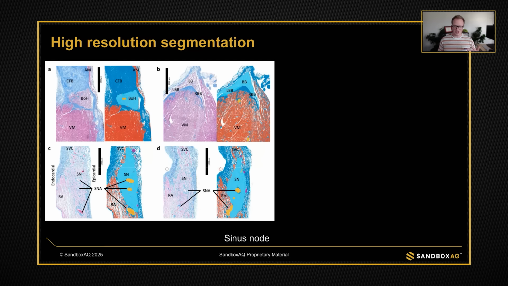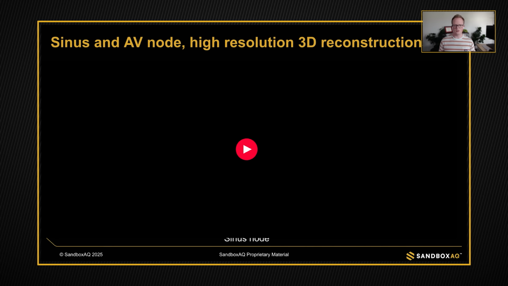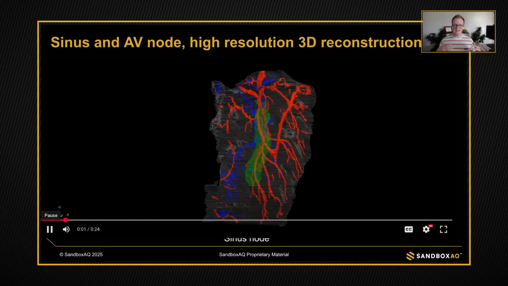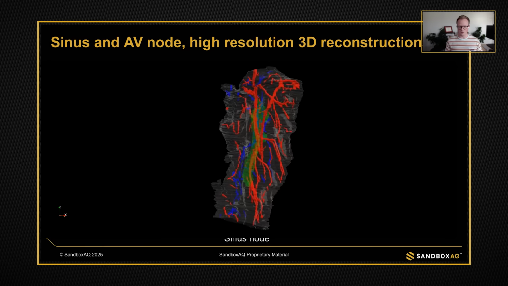So with this segmentation, we then were able to take all these hundreds of sections of tissue per tissue sample, stack them again, and use a lot of other advanced computational methods to reconstruct them into 3D models like this one here. So this example here is of the sinus nodal region.